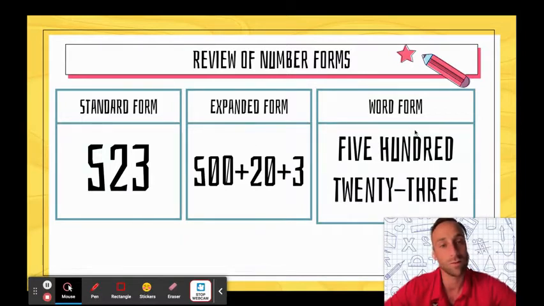The last way we're going to focus on is word form. Okay? The easiest way that I teach this is you write it how you say it. So we would say 523, and you write it how you say it. Let's take a look at our first problem here, and let's get ready to learn.